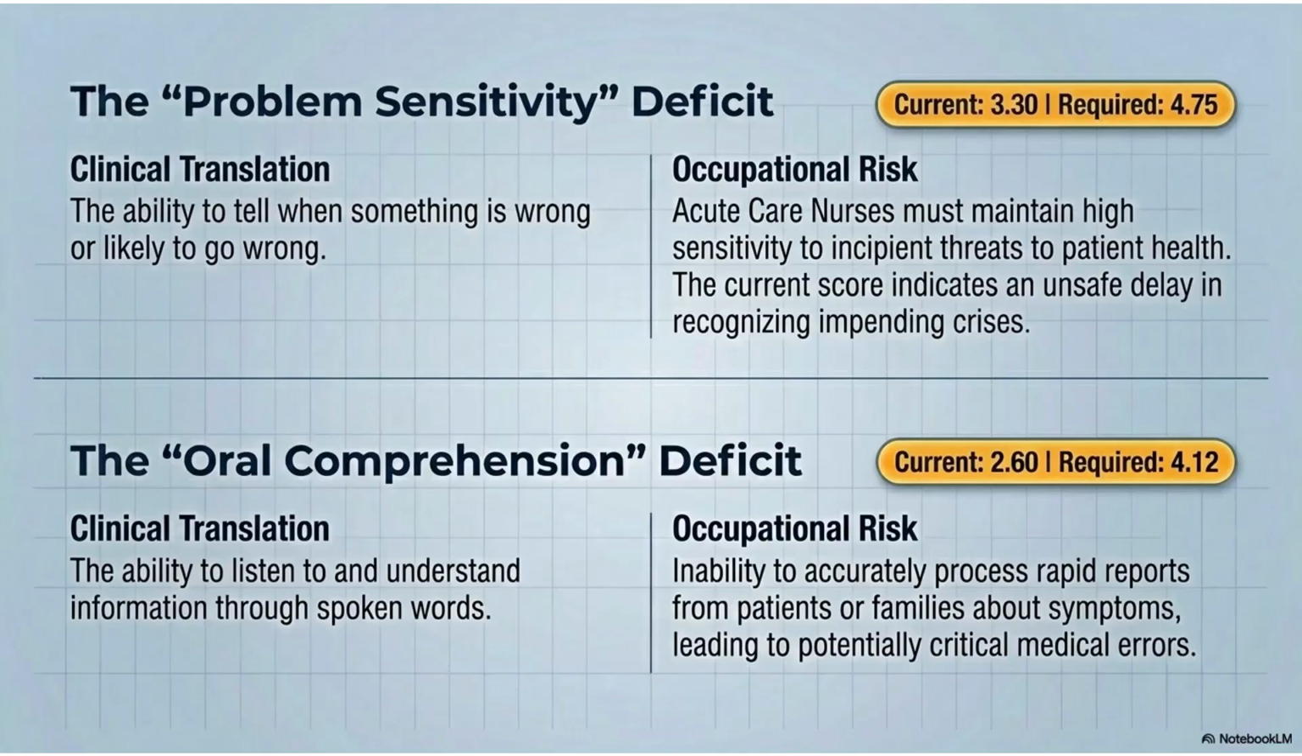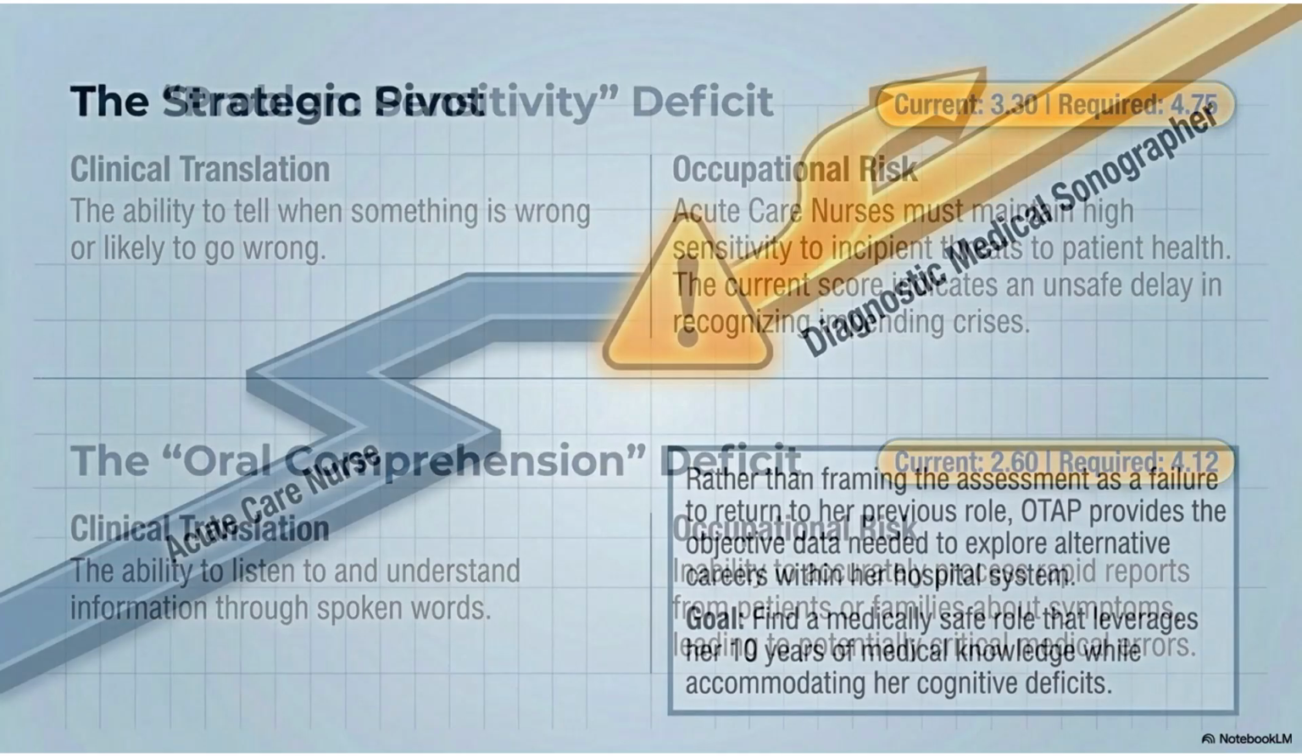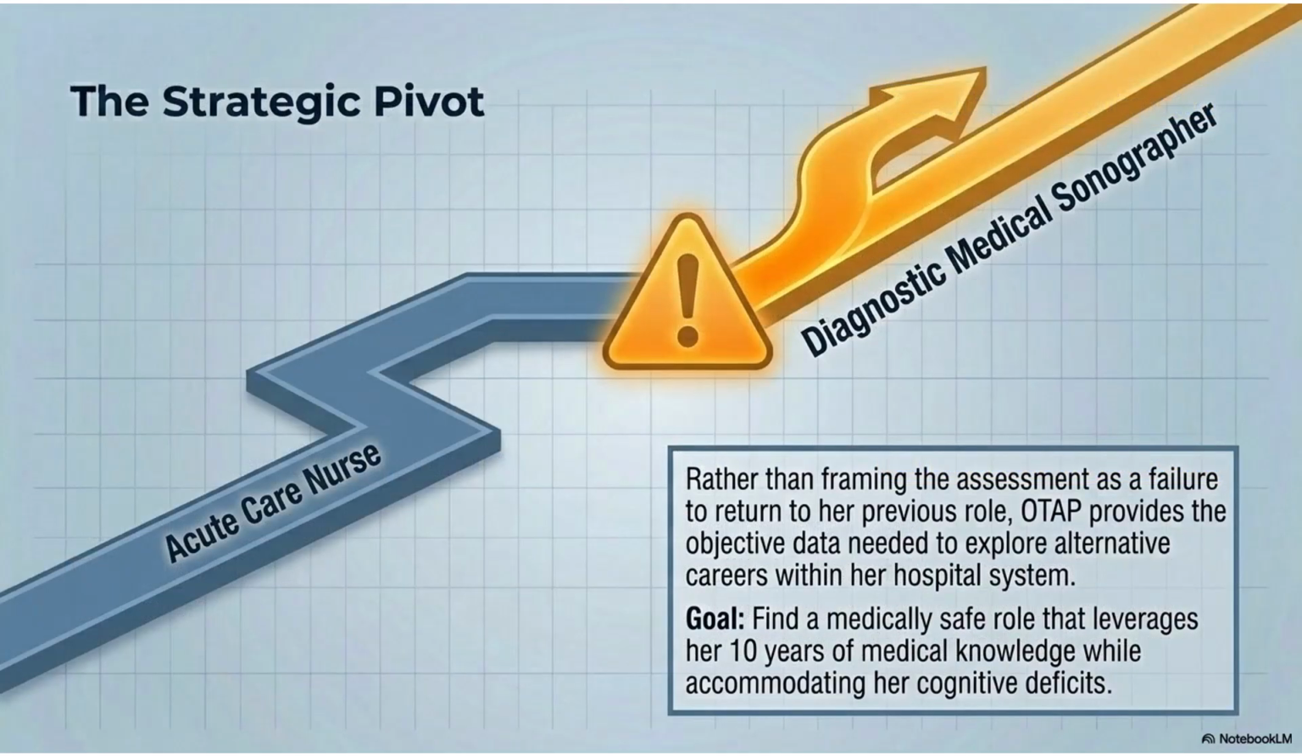Given these safety concerns, we must consider recommending to Joanna and her employer that they execute a strategic pivot. Rather than framing the DCAT assessment as a failure to return to her previous role, OTAP provides the objective data needed to begin to explore alternative careers within her hospital system. Our goal is to find a medically safe role, like a diagnostic medical sonographer, that leverages her 10 years of medical knowledge while accommodating her post-injury cognitive deficits.